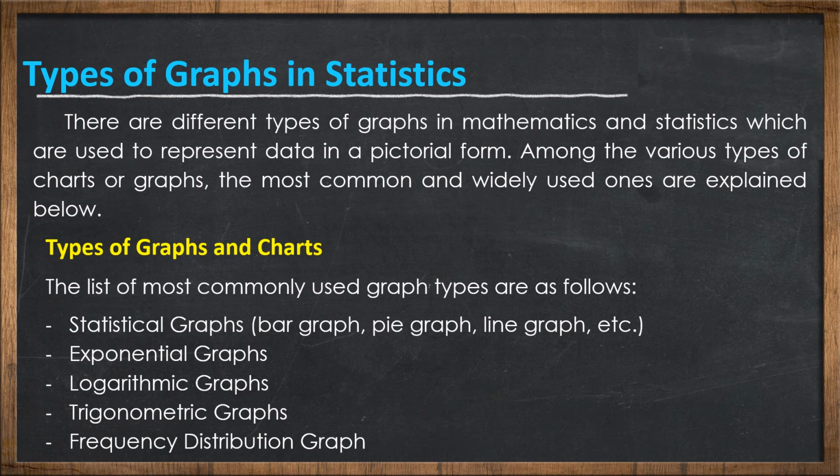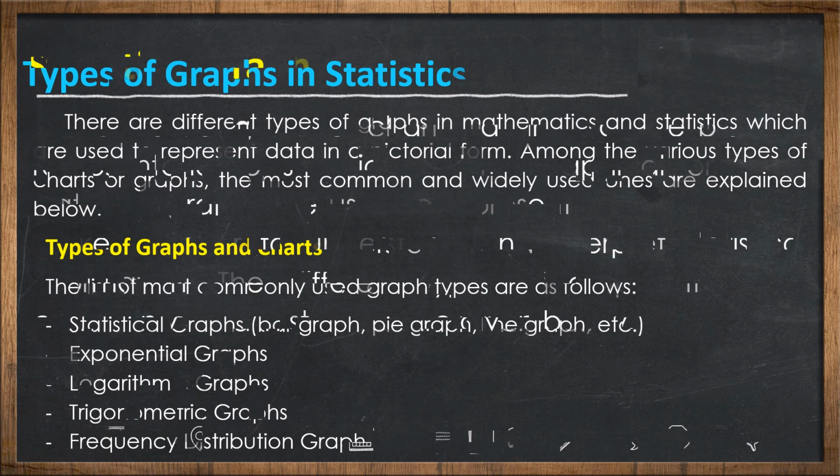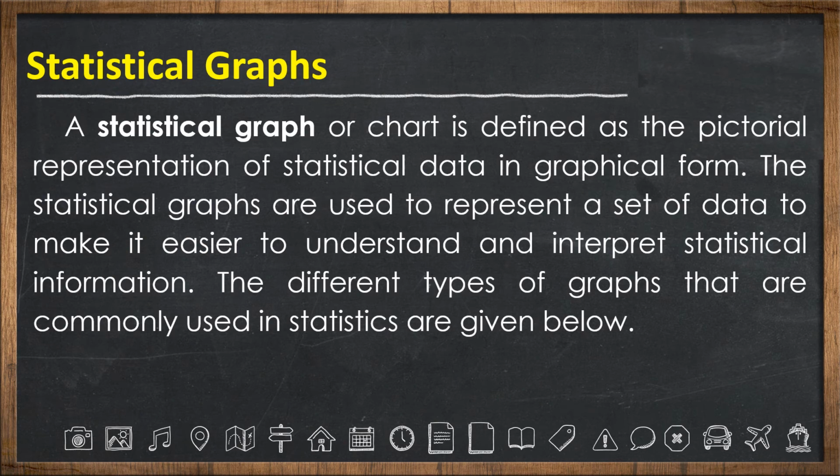Types of graphs in statistics. The types of graphs and charts are statistical, exponential, logarithmic, trigonometric, and frequency distribution. The statistical graph or chart is defined as a pictorial representation of statistical data in graphical form. Statistical graphs are used to represent a set of data to make it easier to understand and interpret statistical information. The different types of graphs commonly used in statistics are here.